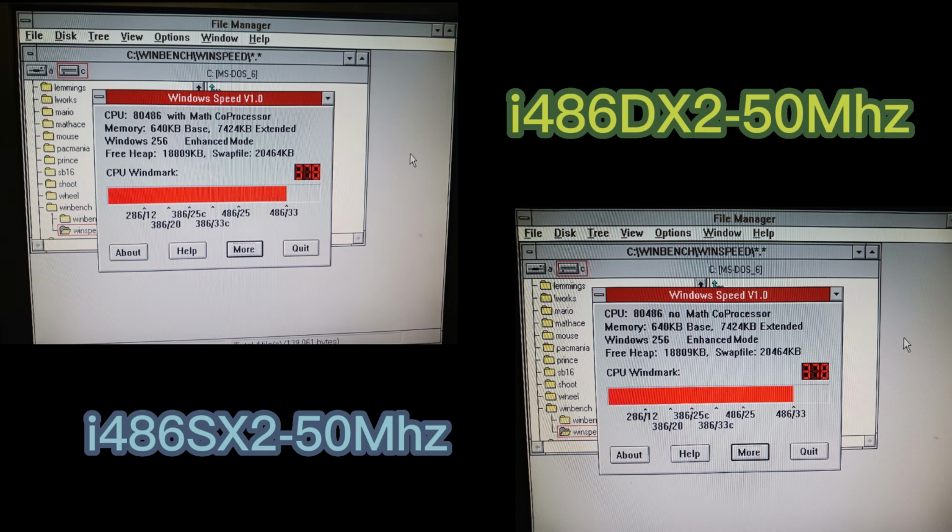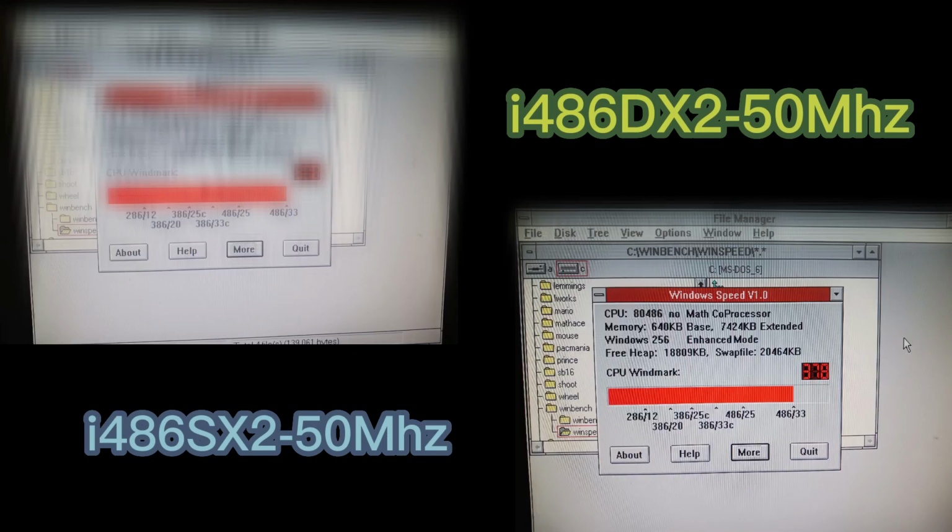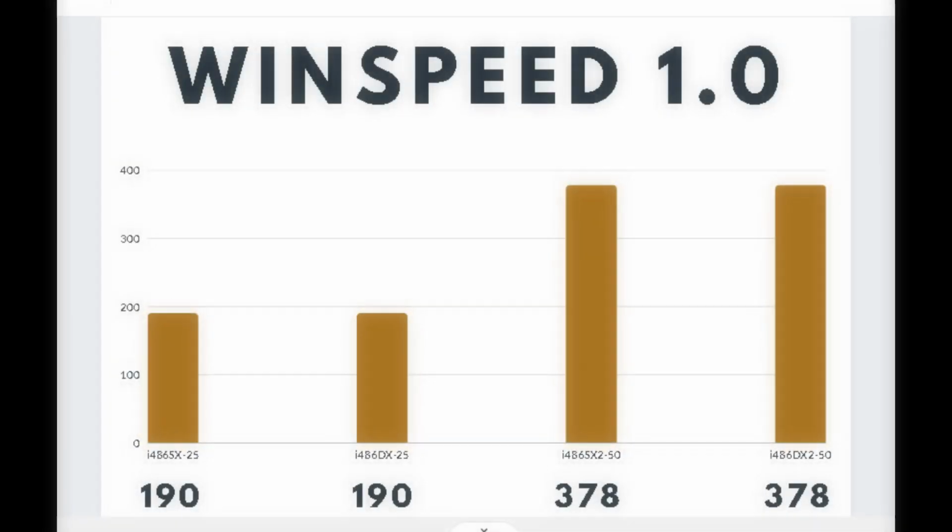Which, after looking at all these benchmarks between DOS and Windows, it's very safe to conclude that unless you're working with programs that are reliant on a math coprocessor, such as CAD programs and whatnot, an SX processor, in a lot of respects, isn't that much of a downgrade from a DX.